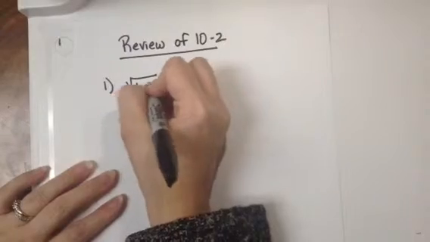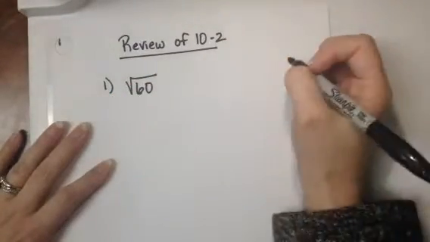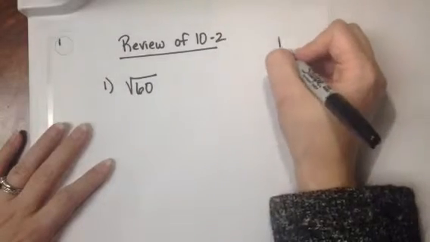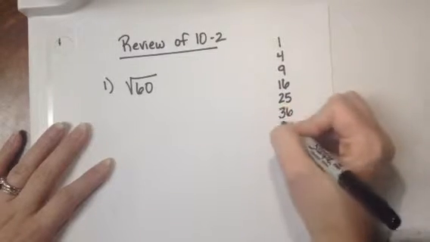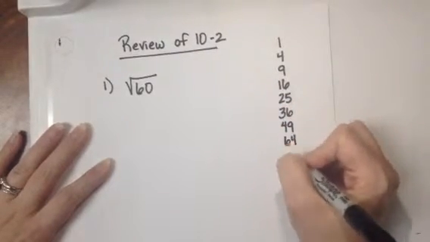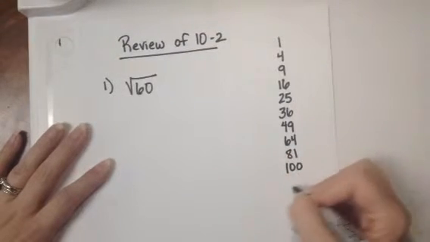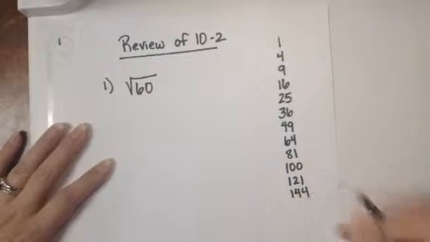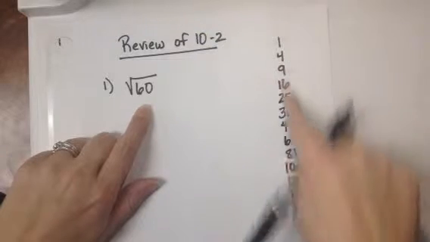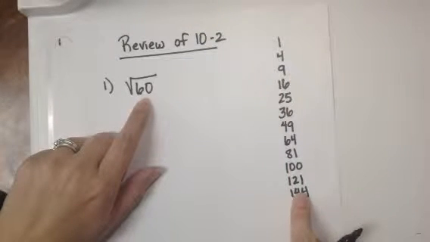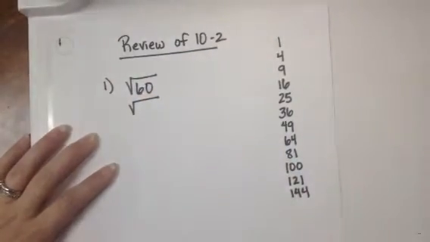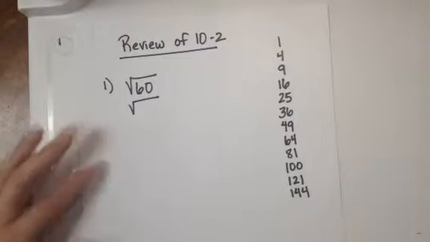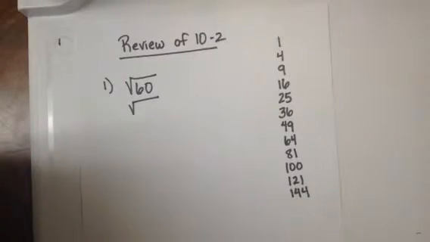We've got the square root of 60. Now what we want to do is make sure that we make a list of our perfect squares. Usually 144 will get us to where we need to go. So I'm looking at this list and I want to find one of these numbers that will go into 60. I'm looking for a perfect square times another number. I know that 4 will go into 60.